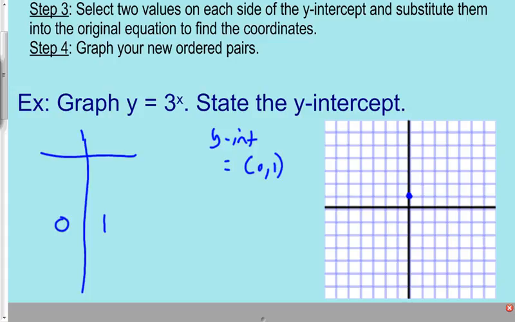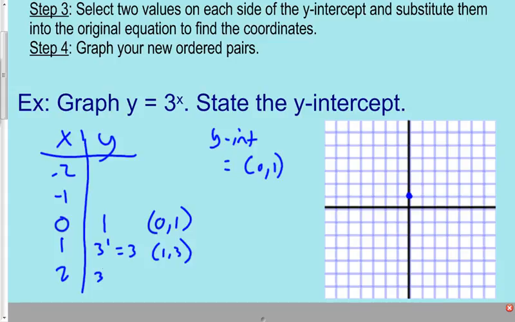So now the best values after that in step 2 would be to find values on either side. So we're going to plug in 1, 2, -1, and -2. All right? So if we do that, here's 0, 1. 3 to the first power equals 3. So our ordered pair is 1, 3.